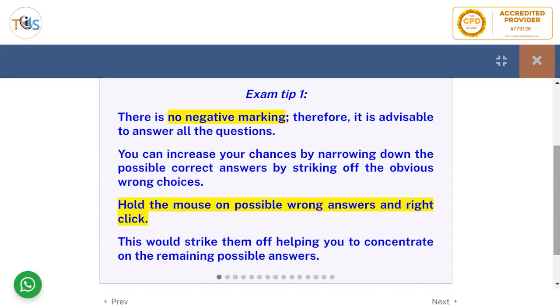Hold the mouse on a possible wrong answer and right-click. This would strike them off, helping you to concentrate on the remaining possible answers.